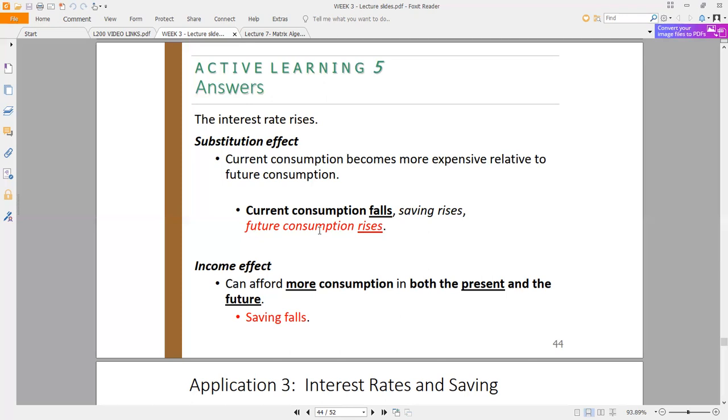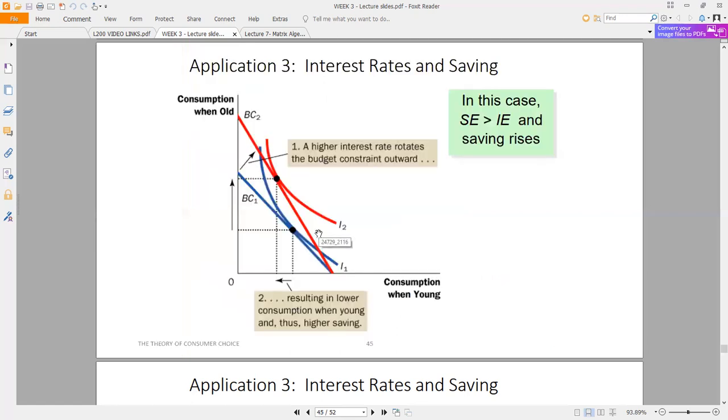So because of the increase in interest rate, when you save, you get more money in the second period. So there's an increase in your lifetime income, so you can consume more in both periods. So you consuming more now means that you consume less in the future. So you save less now. Okay, so the income effect is causing the individual to consume more now, but the substitution effect is causing the individual to consume less.